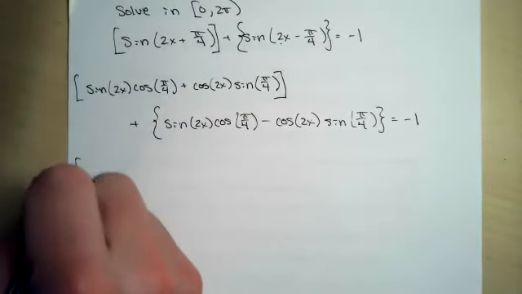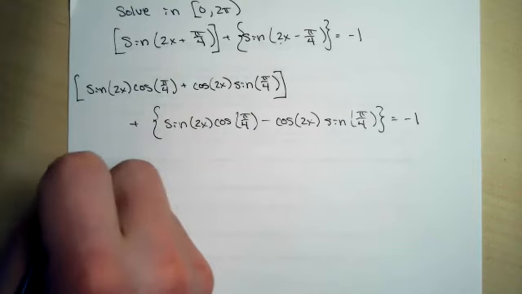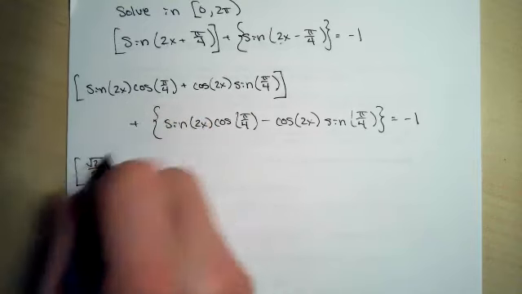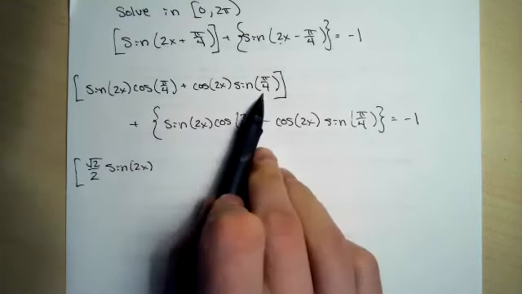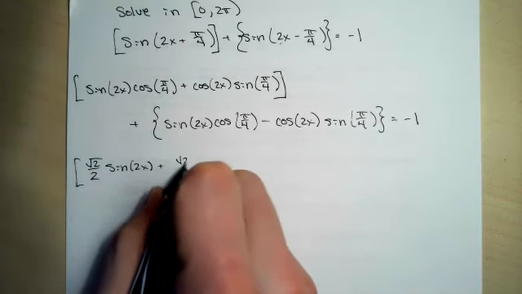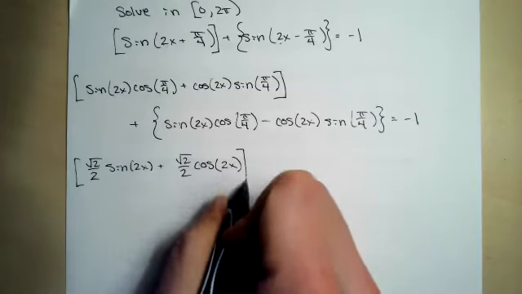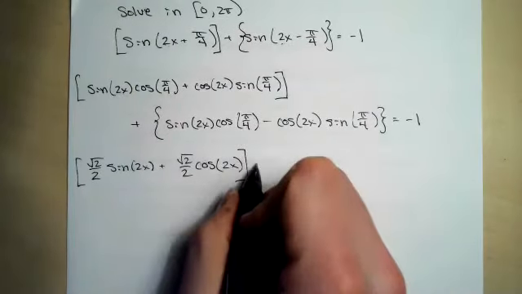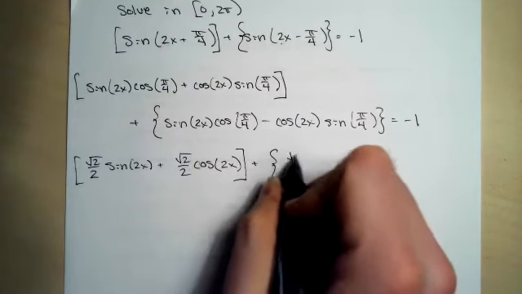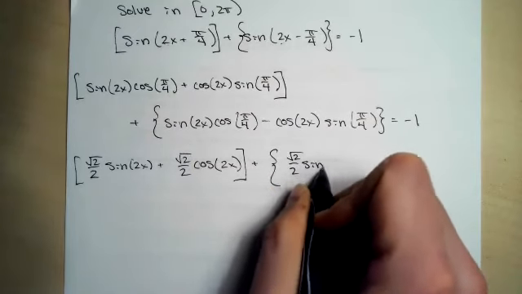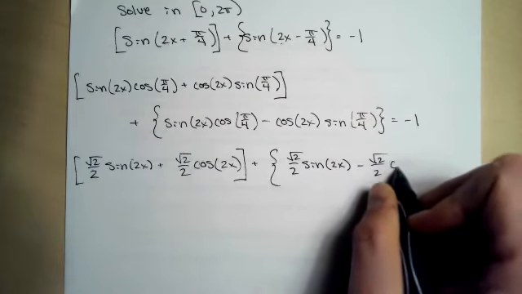In our square bracket term, cosine of pi over 4 is square root 2 over 2. So I'll write square root 2 over 2 times sine of 2x. Likewise over here, sine of pi over 4 is again square root of 2 over 2, times cosine of 2x. Those are the two bracket terms. Plus, and we'll have something similar in the squiggly brackets: root 2 over 2 sine of 2x minus root 2 over 2 cosine of 2x.